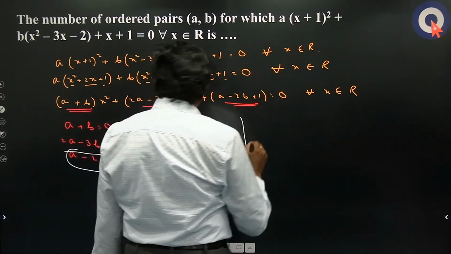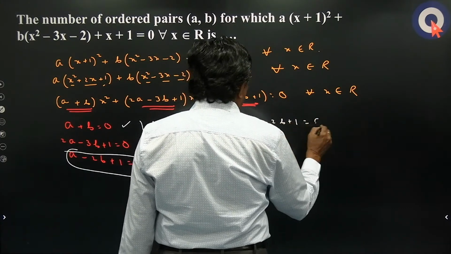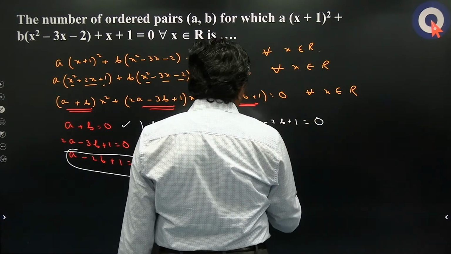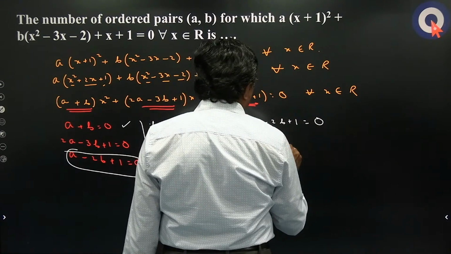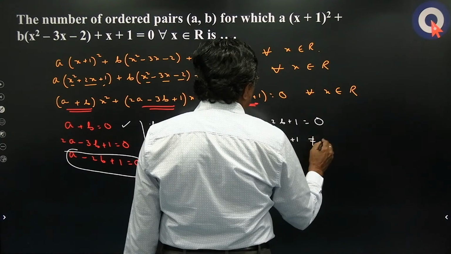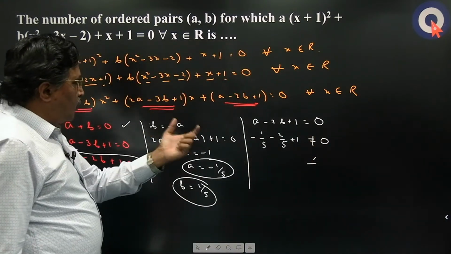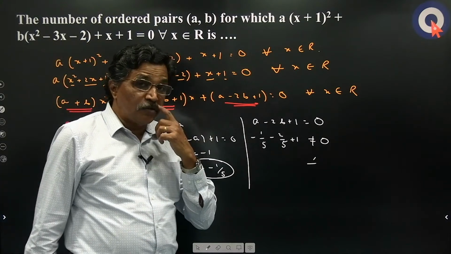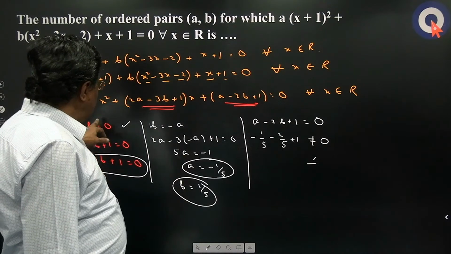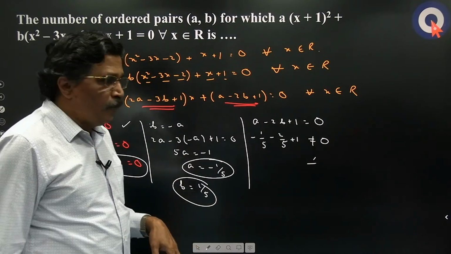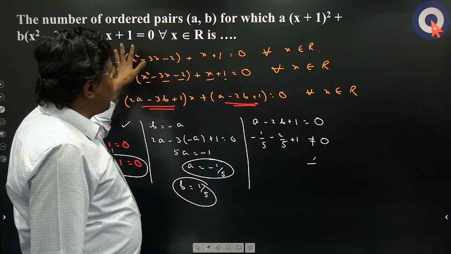So you can see A − 2B + 1 = 0. A is −1/5, B is 1/5. So −2/5 + 1, and this cannot be equal to 0. Therefore, there is no ordered pair (A, B) which can make these three equations simultaneously 0. So there is no way for this equation to vanish identically.